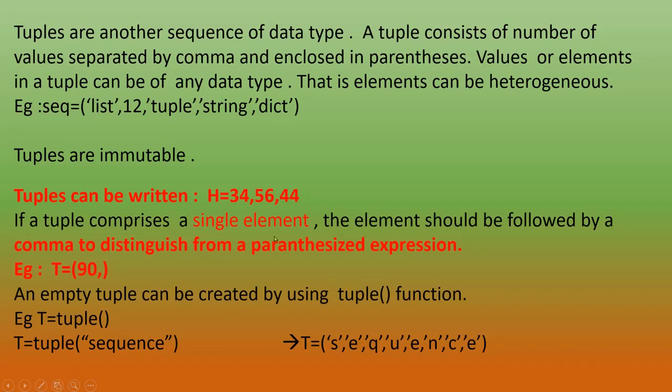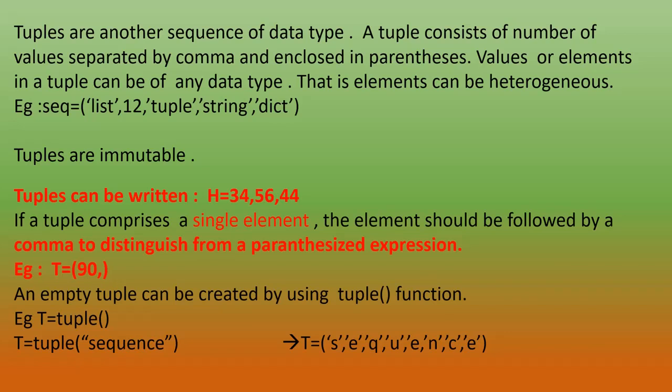If you are writing a single element into a tuple, then that element must end with a comma. See here, I am writing a single element into the tuple: T equal to 990, comma. So this means it's a single element. Otherwise, it will be considered as a parenthesized expression. So a single element in a tuple must end with a comma.